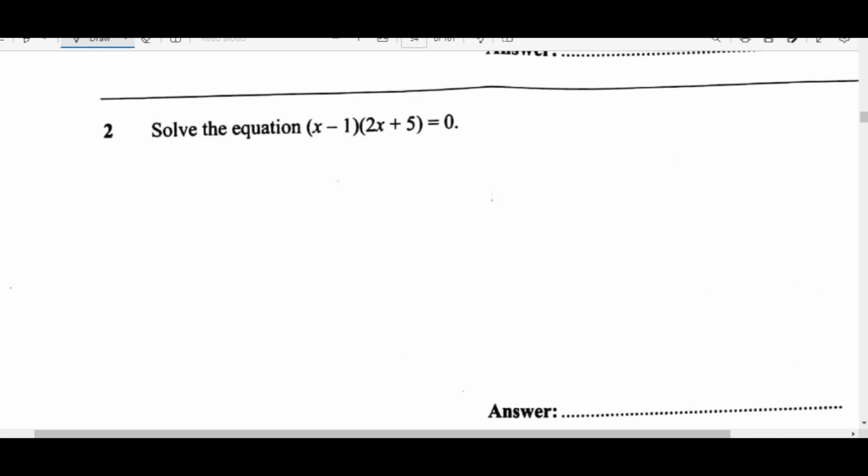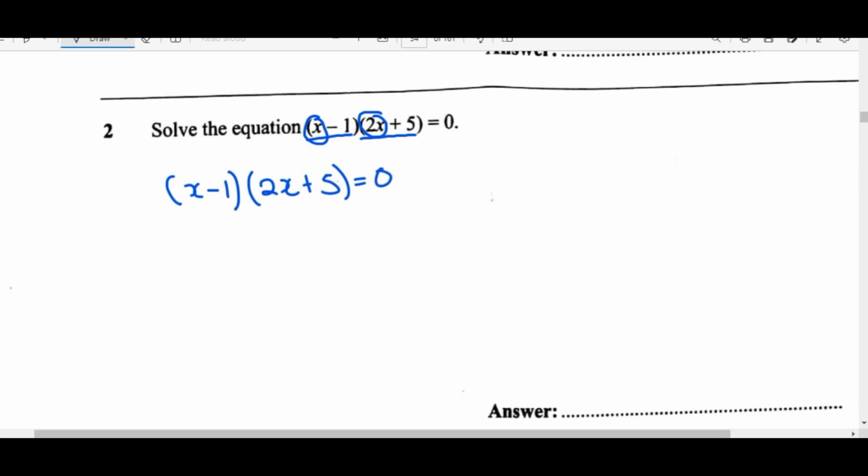The other one is solve the equation. In this question you'd find that we have two separate equations that we can form from this question. We have the first one and then the other one, and then we have is equal to 0. So we have to solve for x here, and there we solve for x. In this case it is open bracket x minus 1 close, open bracket 2x plus 5 close, is equal to 0.